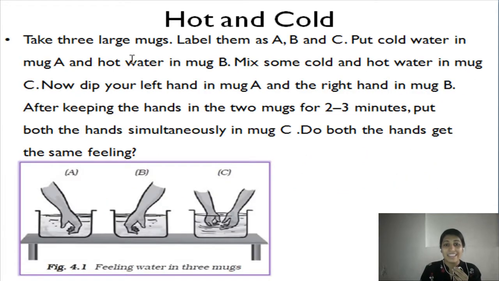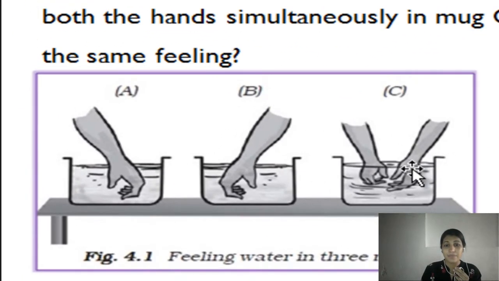You have to take 3 large mugs. Label them as A, B and C as shown in the figure. Put cold water in mug A and hot water in mug B. Mix some hot and cold water in mug C. Now dip your left hand in mug A and right hand in mug B.